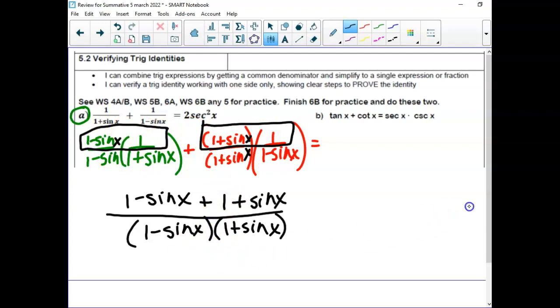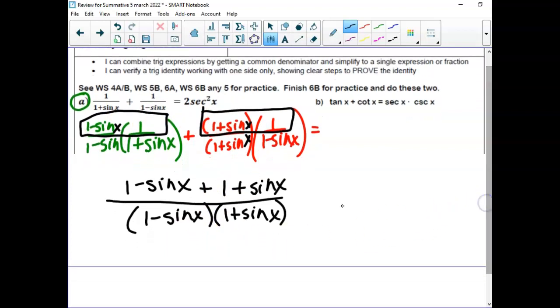Well, what happens when we add the top? Yep, we just have what? 1 plus 1 is 2, yes? But if you look at the answer, were we looking for a 2? Okay, we're supposed to get this equal to a 2 secant squared, so that's helpful.